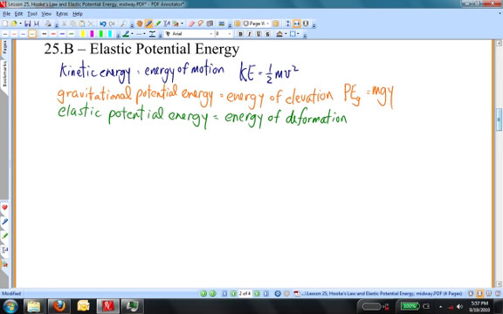And we say that the elastic potential energy is given by a formula 1/2 kx squared. We're going to call that the potential energy with a subscript s for a spring. You may see sometimes people will write it with the potential energy with a subscript E for elastic. But whether it's an S or an E, it means the same thing. It's the energy of deformation. The k is the spring constant and the x is the amount of deformation.